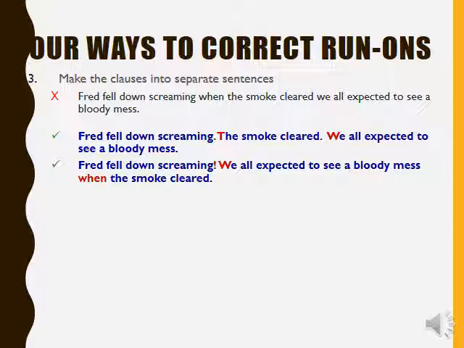The other way: Fred fell down screaming. We all expected to see a bloody mess when the smoke cleared. So here we wrote them as two sentences, but at the same time you can understand the meaning and you will avoid writing a run-on sentence also.